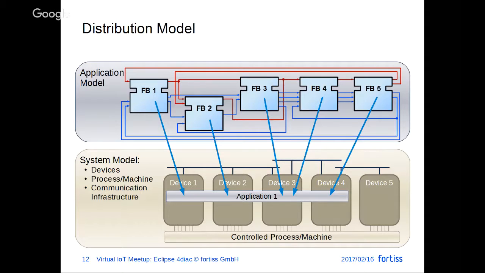What's also possible is that you have several applications in one device, because in a distributed system, it can be that different parts of the system are implemented by different people, and this is also accommodated in the model of 61499.